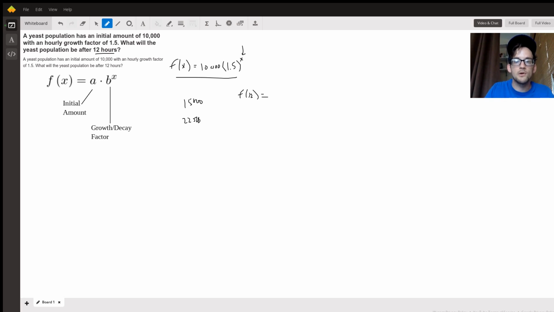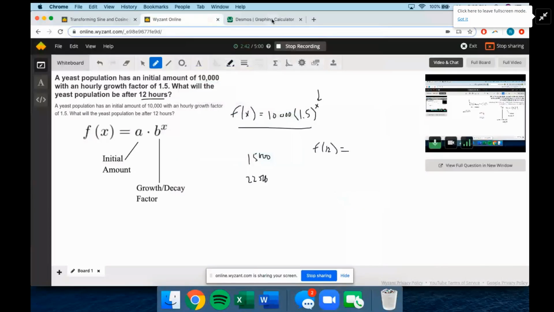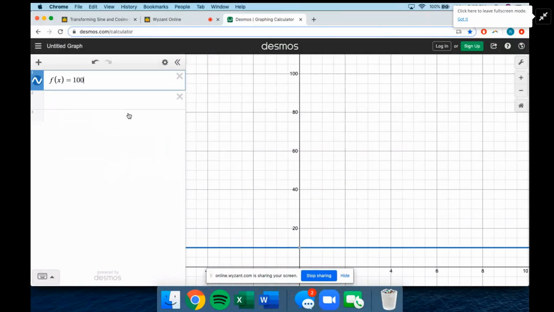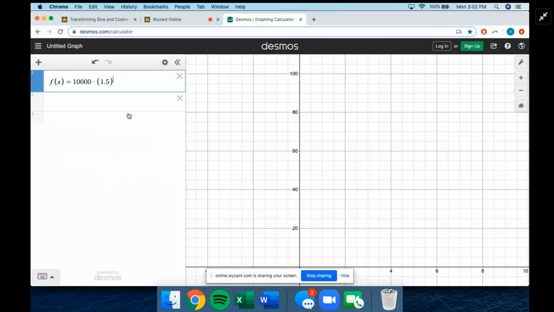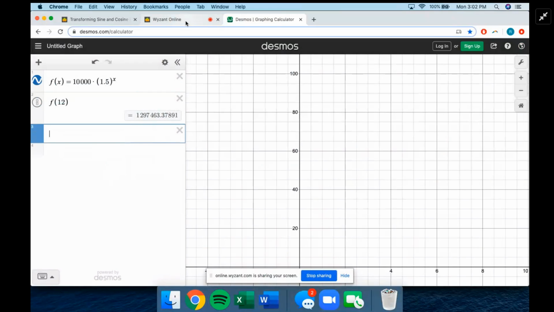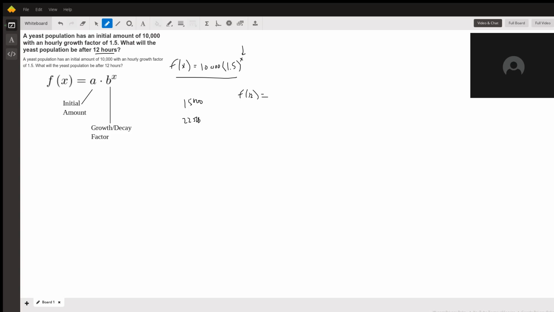I like to use a program called Desmos, so I'm going to show that to you real quick. So we could do f of x equals 10,000 times 1.5 to the x power. And then if you just put f of 12 in here, it'll tell you exactly how much that is. Now that's a lot of yeast. That's 1,297,463-ish yeast. That's a lot, but that's why exponential growth is so powerful, because it grows really, really fast.